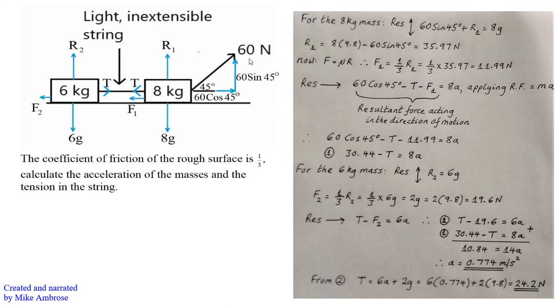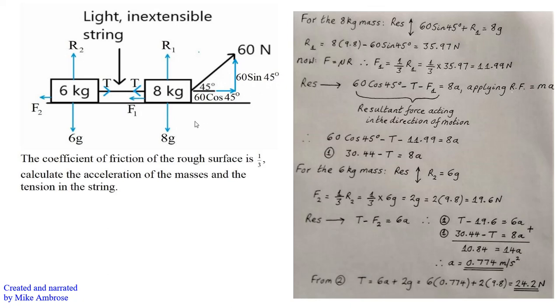First of all, it would be required to resolve the 60 newtons into a horizontal component of 60 cos 45 degrees. It is cos 45 degrees because you have the adjacent and the hypotenuse, and the vertical component is 60 sine 45 because you have the opposite and the hypotenuse.